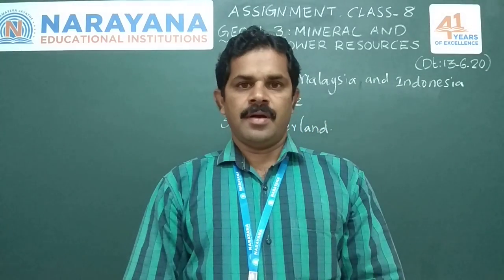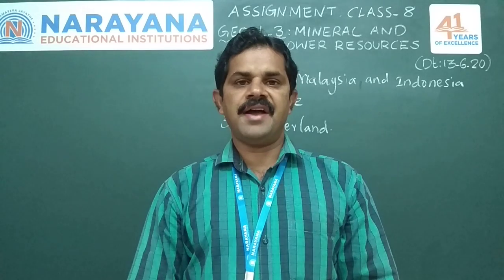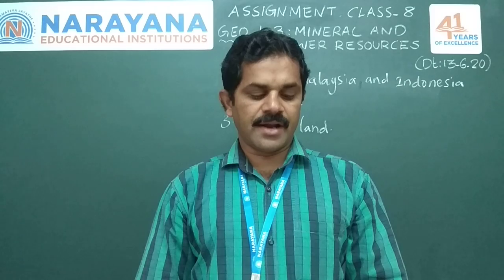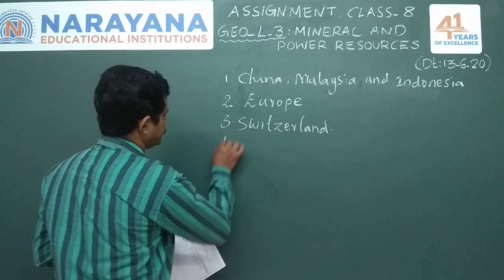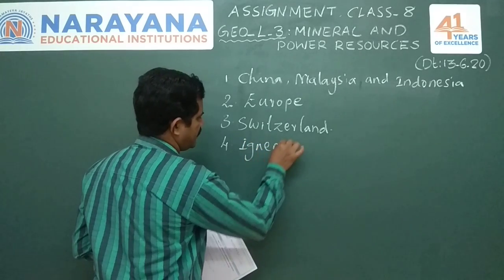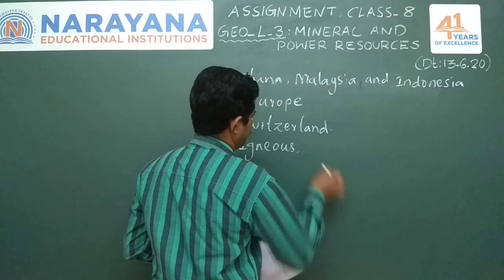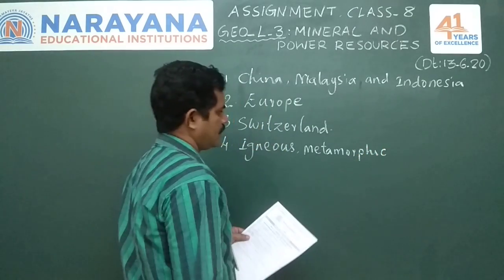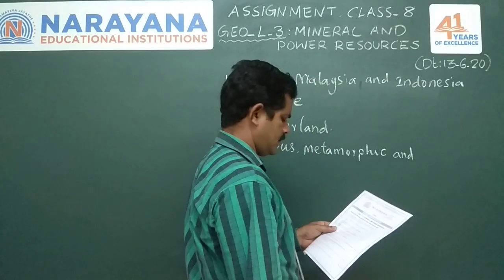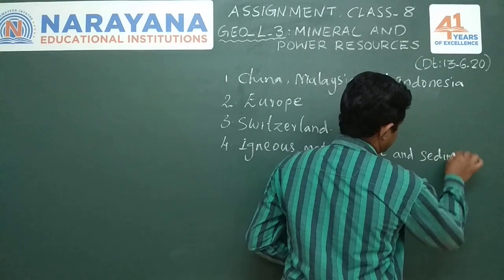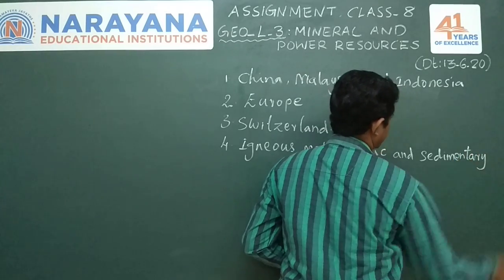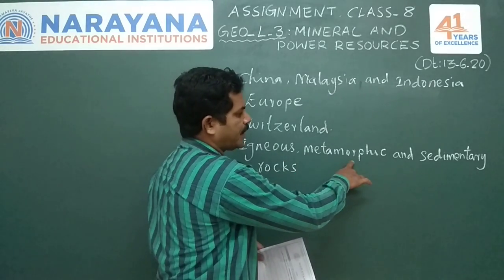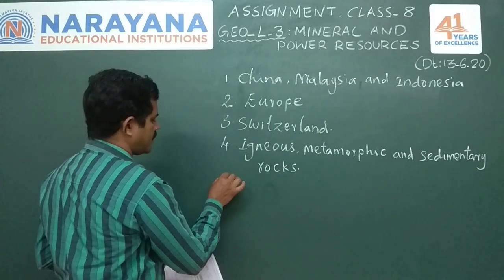Question number 4. Minerals are found in dash, dash and dash rocks. Which are the 3 types of rocks in which minerals are found? Answer is igneous rocks, metamorphic rocks and sedimentary rocks. These are the 3 types of rocks in which minerals are found.